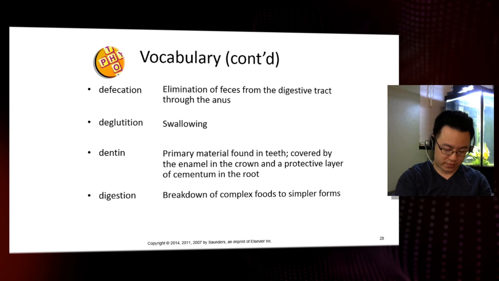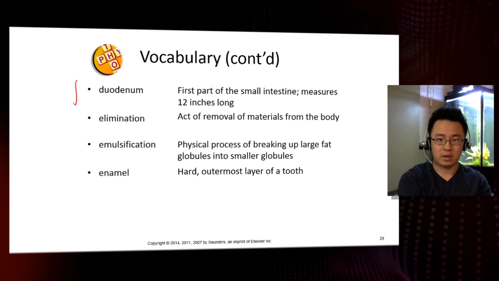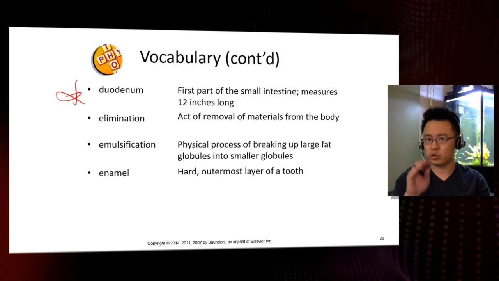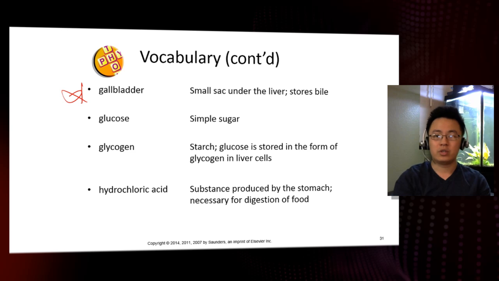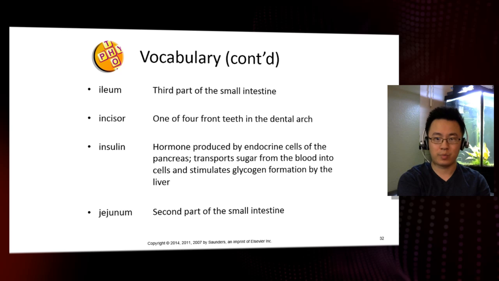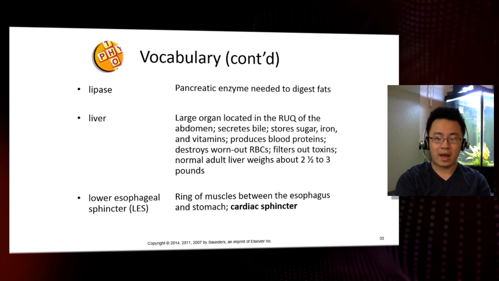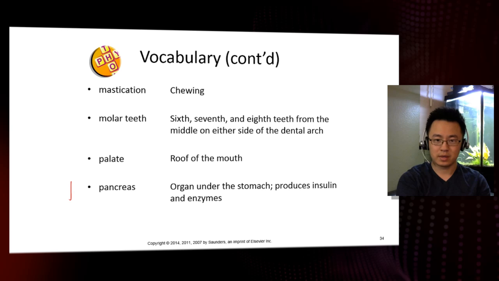We definitely have the duodenum here, which is the first part of the small intestine, measures around a foot long or 12 inches long. We definitely have the esophagus right over here, which is the tube connecting the throat to the stomach. We have the gallbladder, which is the small sac under the liver, and that stores bile, excess bile. We have ileum, which is that third part of the large intestine. We have the pancreas here, which is that organ under the stomach that produces the insulin and the enzyme.